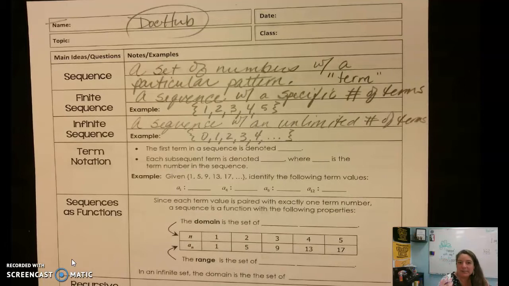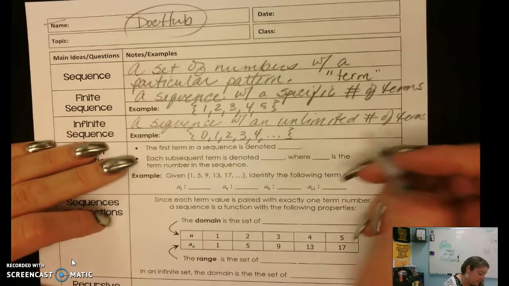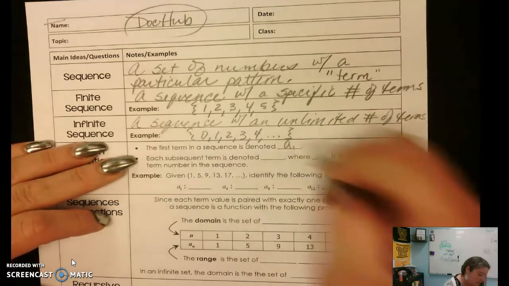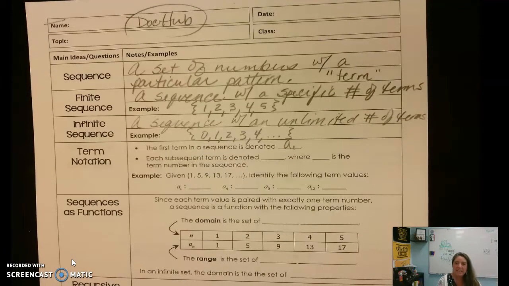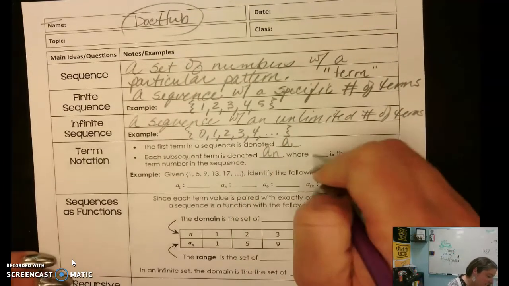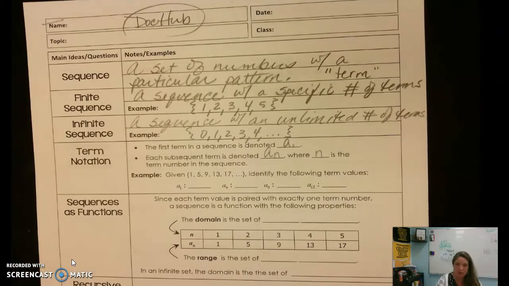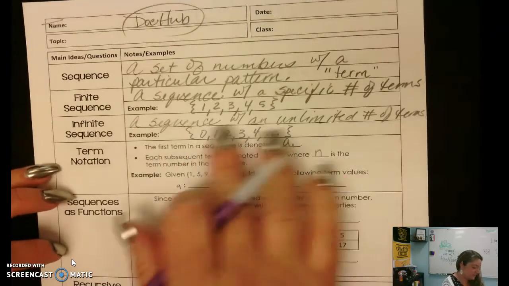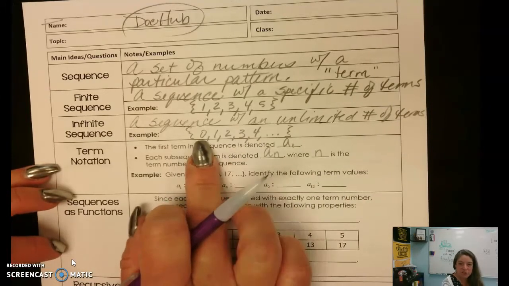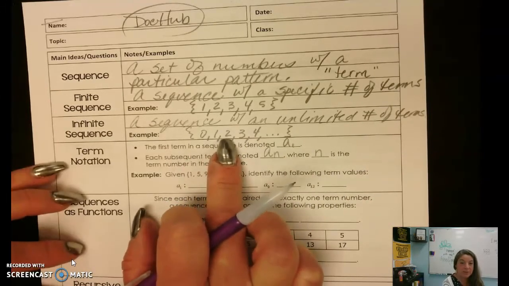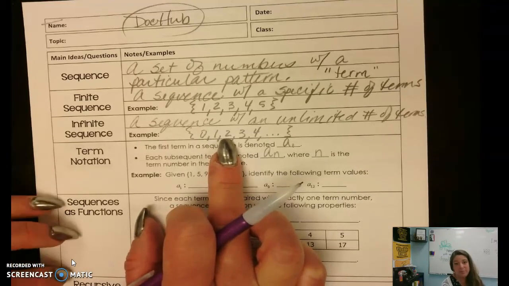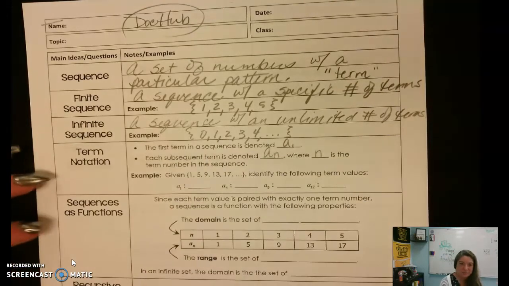When we're looking at specific terms, and because that's what we're going to end up doing, we're going to look at specific terms sometimes in the actual sequence, we need to be able to identify them, okay? And so the first term in a sequence, we call A sub 1. And then every term after that, we call it A sub n, and n is just the term number in the sequence. So for example, in this set of whole numbers, the first term, A sub 1, is 0. A sub 3 would be 2, because the third term in the sequence is this number 2, okay?